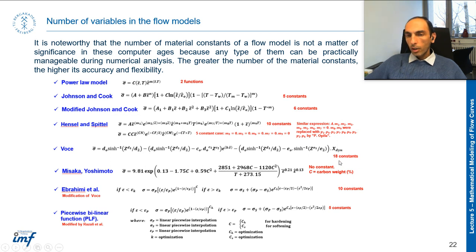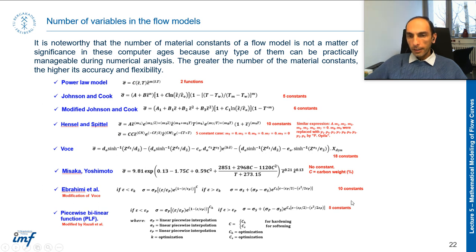The number of constants today, with the computers we have, is not important anymore, because we have a high capacity of calculation. So we can give a high amount of information, many constants, to the computer to receive a better result, of course. So from the calculation point of view, it's not that important.